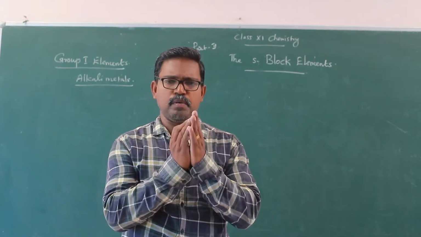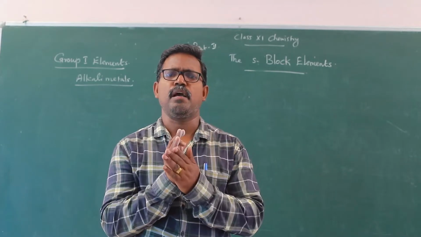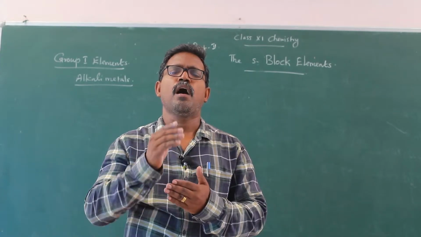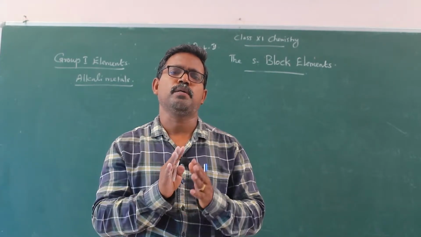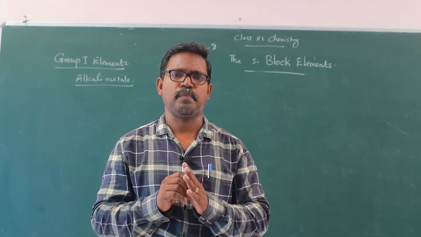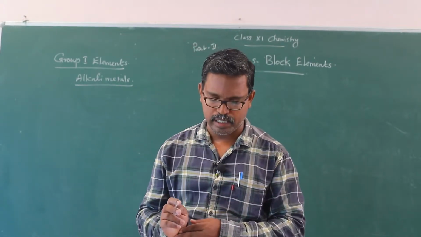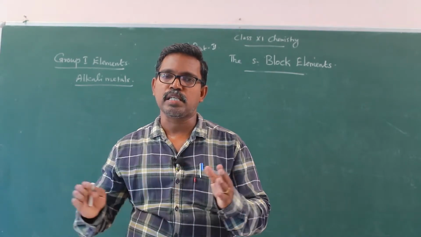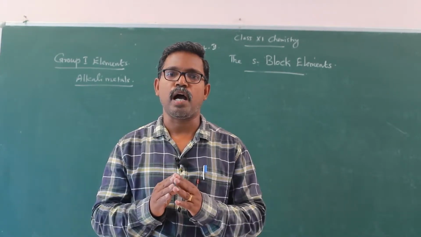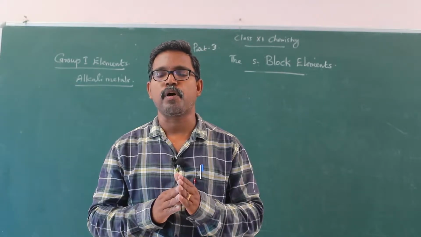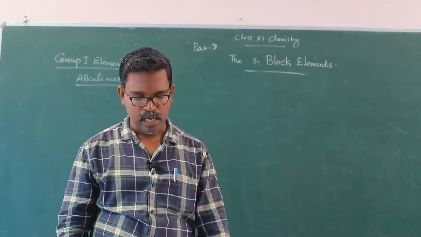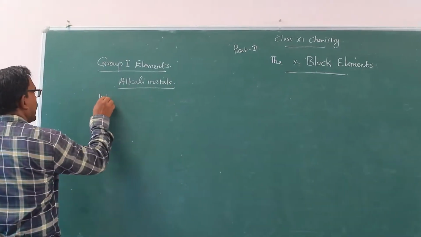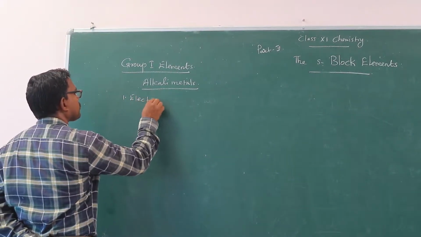The majority of the properties vary regularly from top to bottom, either increasing or decreasing. In this video we discuss some general properties of alkali metals. The first one is electronic configuration.